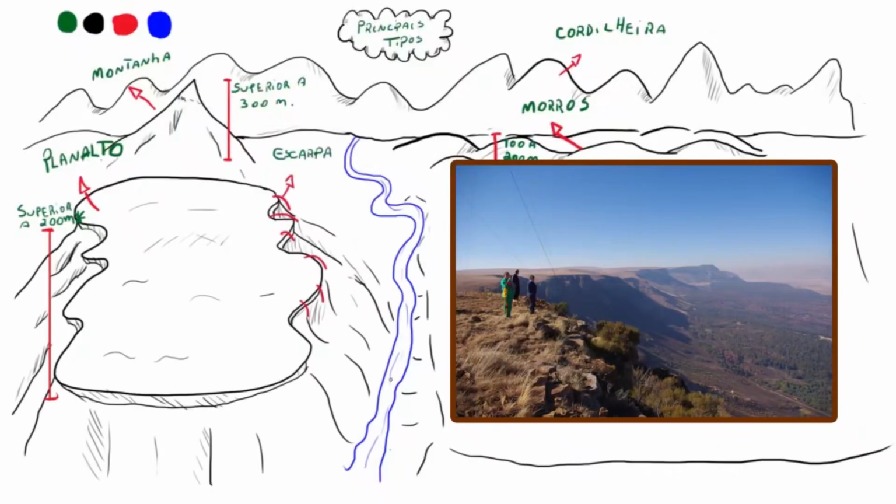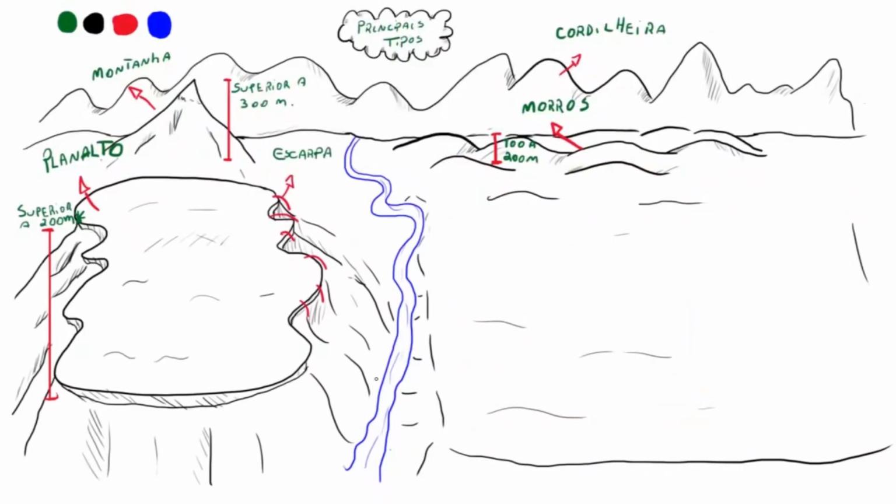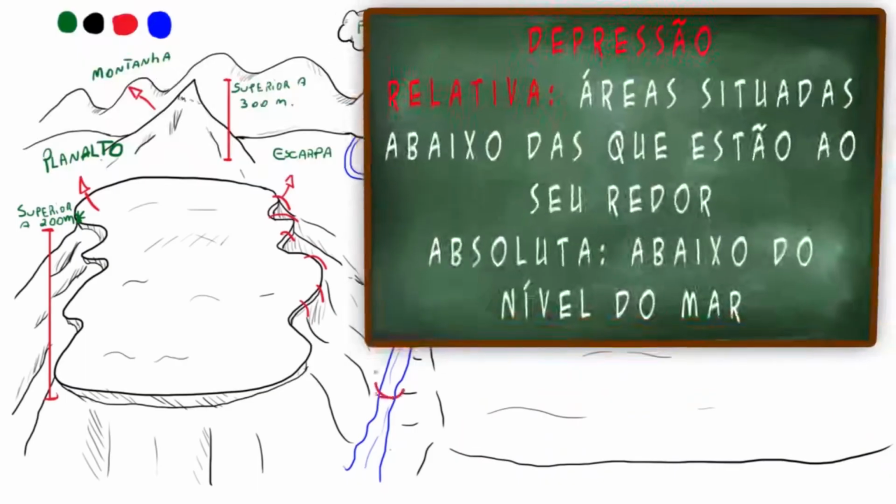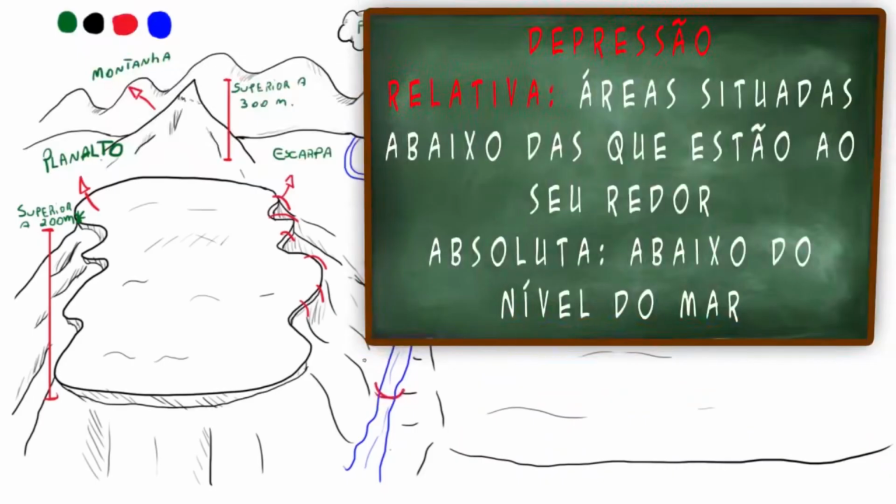Two other very important landforms are depressions and plains. So, a depression is an area of the terrain that is located below the areas that are around it. To help you remember, think of depression, depressed, which means down, that is, an area that is lower than the others around it. This type of depression is called a relative depression. There are also absolute depressions, which are those depressions in areas that are located below sea level.